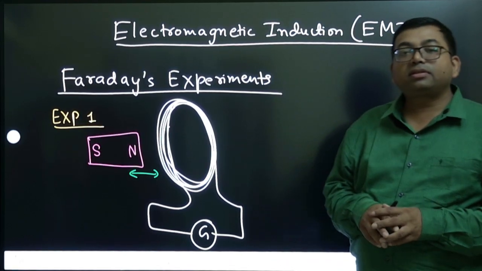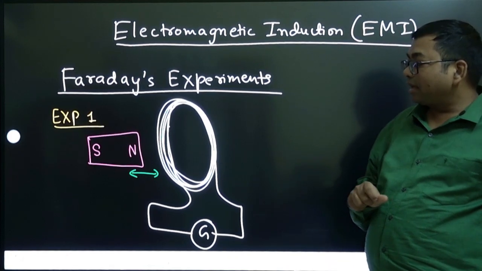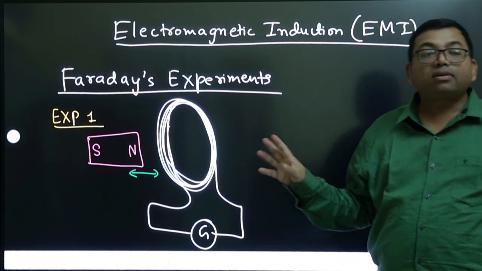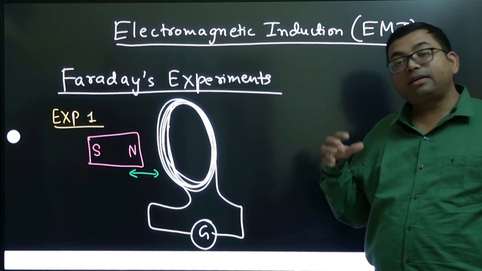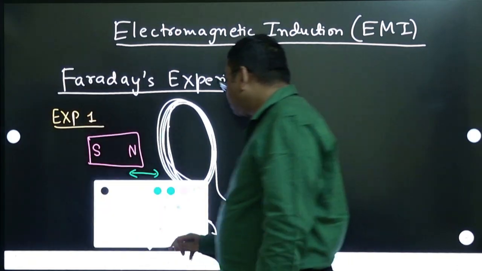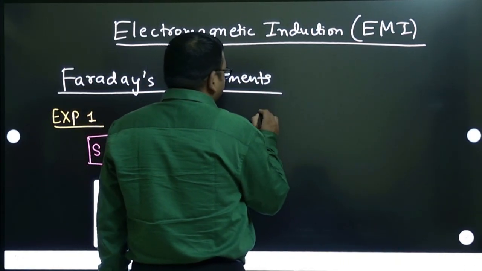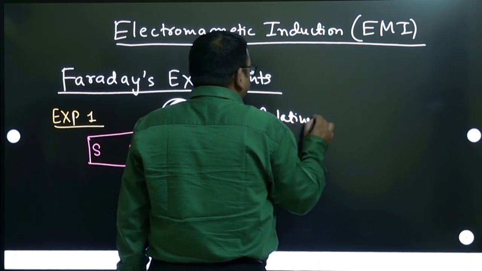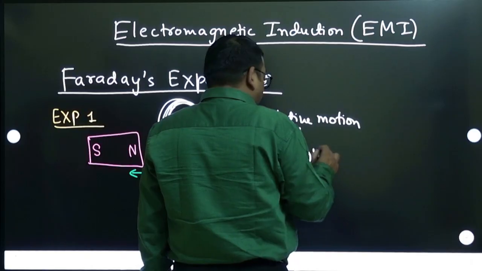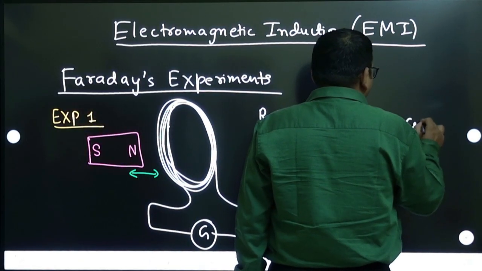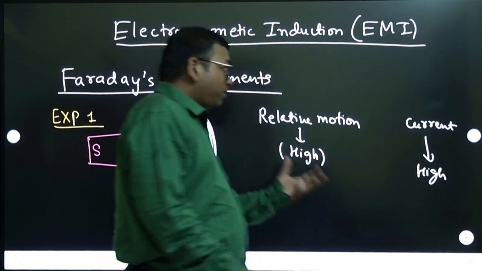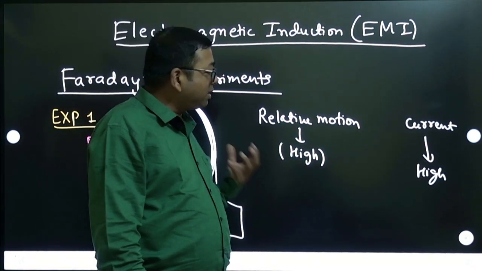Now from this experiment some observations are there. If you move it with high speed or low speed, there can be more deflection or less deflection. That means the relative motion directly affects the current or the deflection in this galvanometer. So we can note that if relative motion is high, then current will also be high. This is about the magnitude: more relative motion, more current; less relative motion, less current.